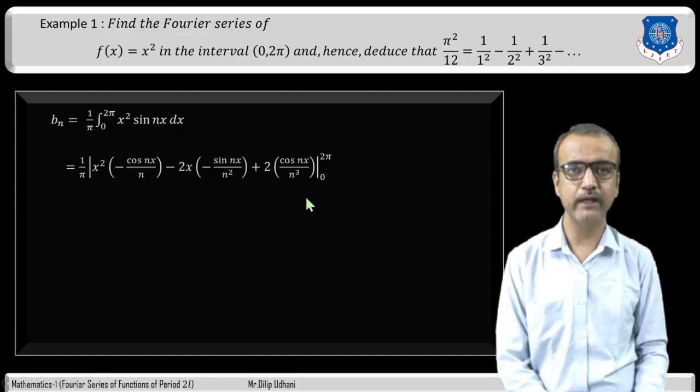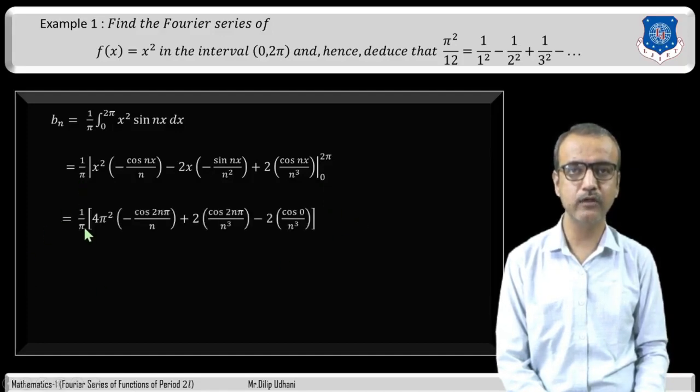Now for the lower limit x equals 0, if we put the value of x equals 0 over here, the first term will become 0. The second term also will become 0, and for the third term we will have cos 0, and the value of cos 0 is 1. So in total we will have 3 terms, 2 for the upper limit 2 pi and 1 for the lower limit 0.